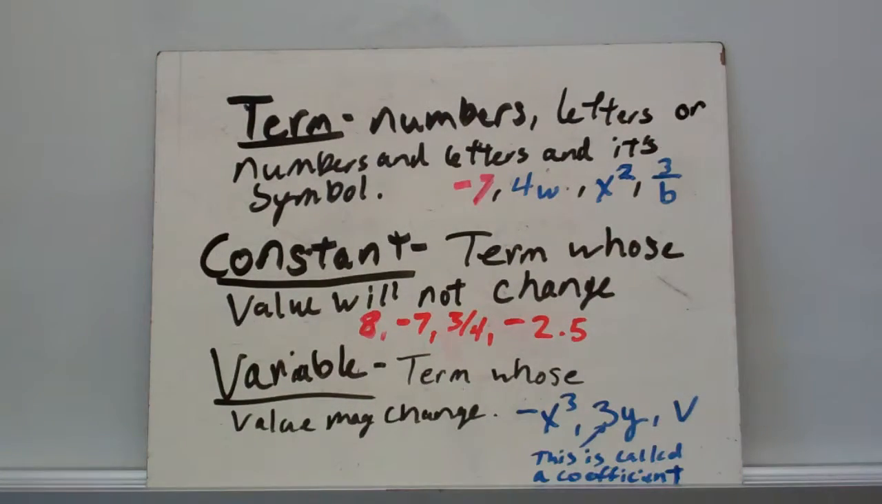And another term that we need to know is a variable, and that is a term whose value may change. Okay? We usually use letters to show that. So -x cubed is a variable. x cubed is a variable. We have 3y there. Okay, and we have a little note here that the number in front of the y is called a coefficient, and that is telling you how many of that variable we have. In this case, we have 3 y's. And then we have our singular letter v. So those are our variables.